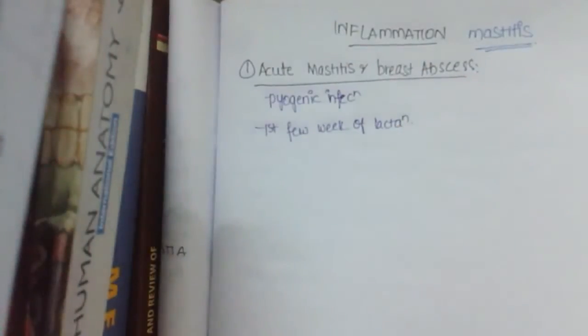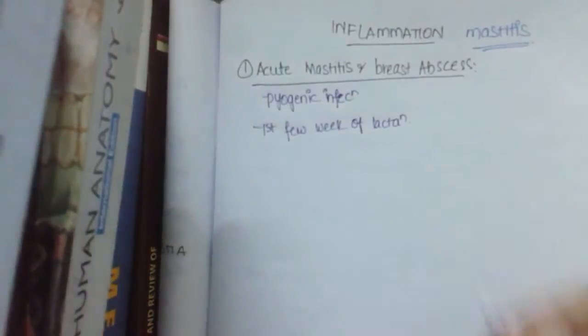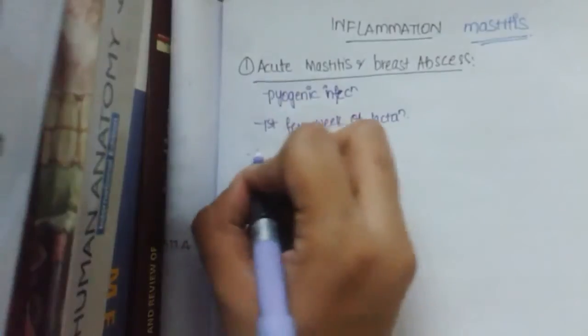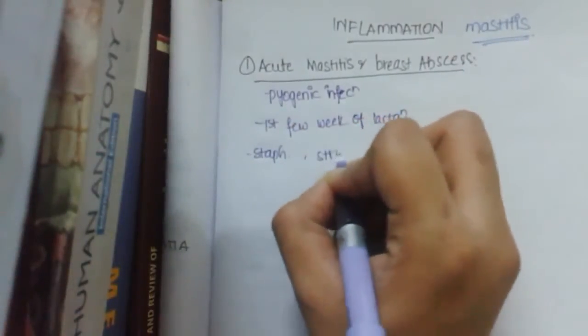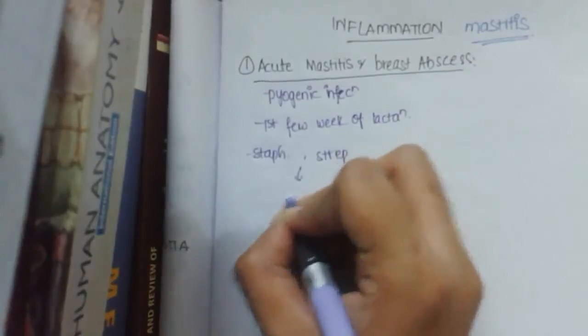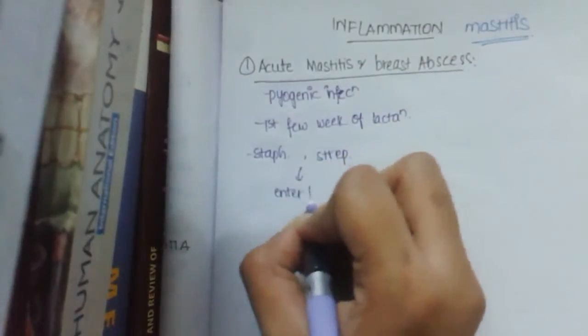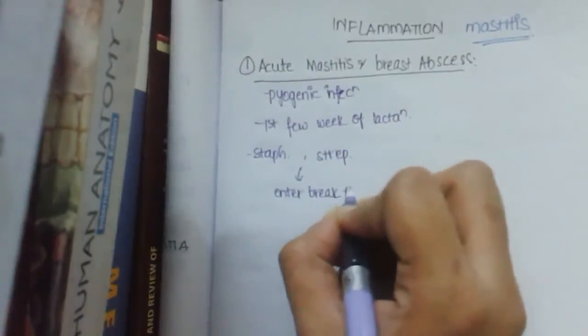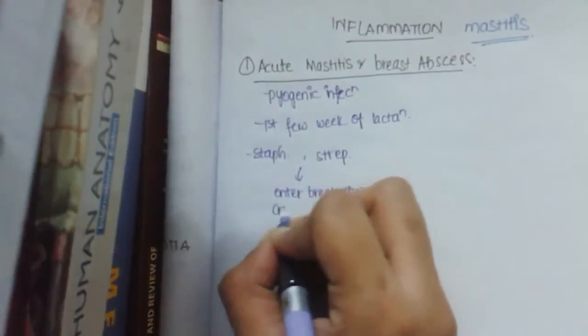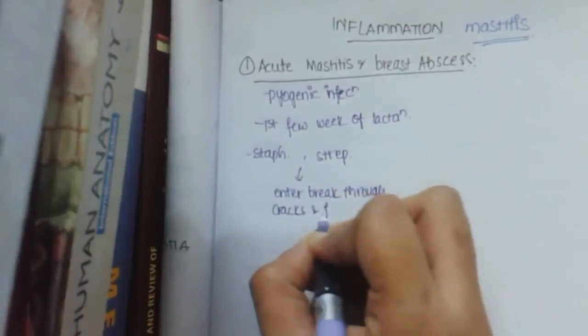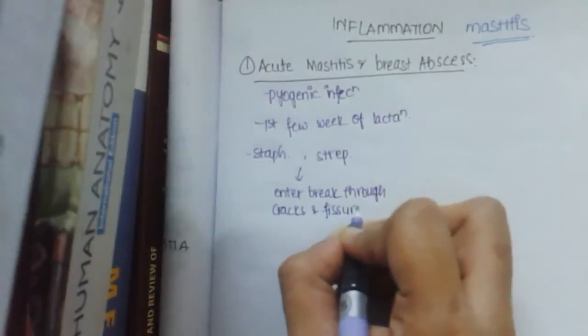As I said, it is pyogenic, that means it is bacterial. So which bacteria are involved here? It is mainly staphylococci and streptococci. These enter the breast through cracks and fissures in the nipple.